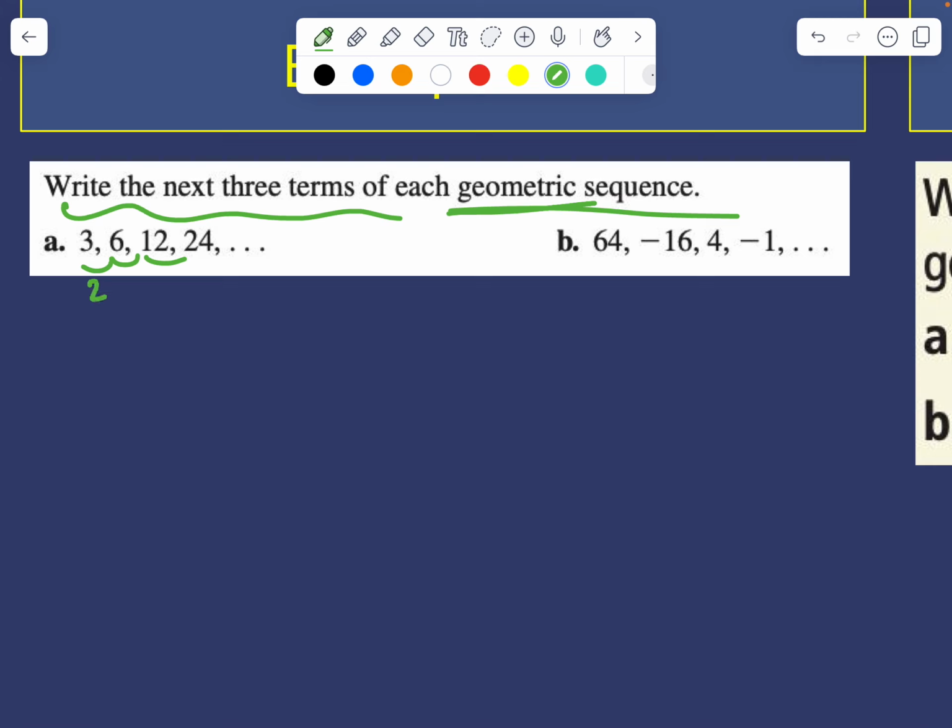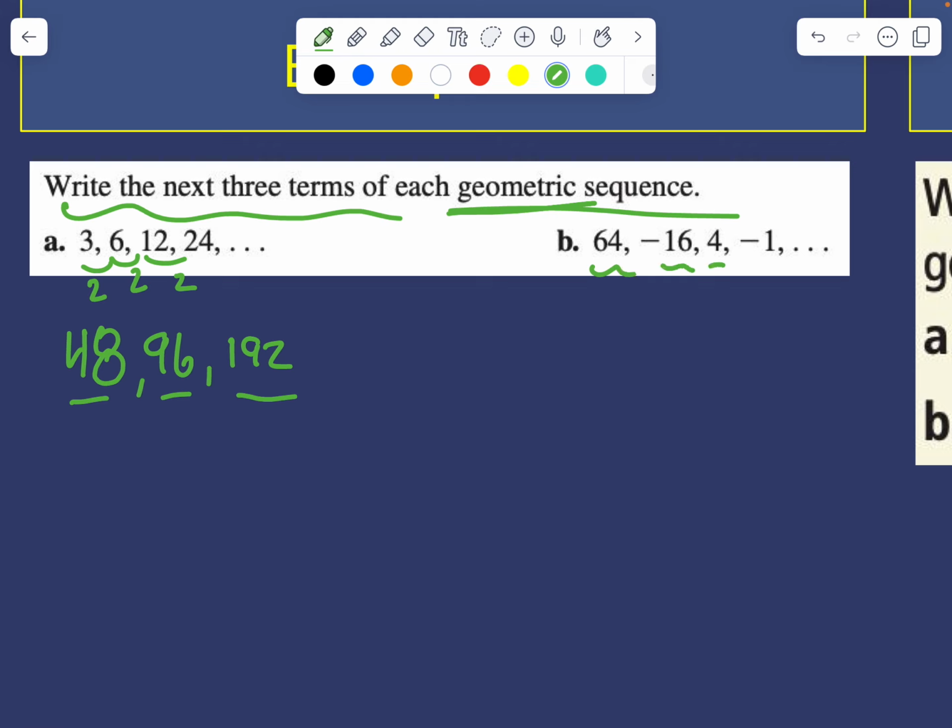3 times 2 is 6. 6 times 2 is 12. 12 times 2 is 24. If I want to find the next 3 terms, I'd have to do 24 times 2, which gives me 48, times 2, which is 96, times 2, which is 192. So my answers would be 48, 96, and 192. Those are the next 3 terms.